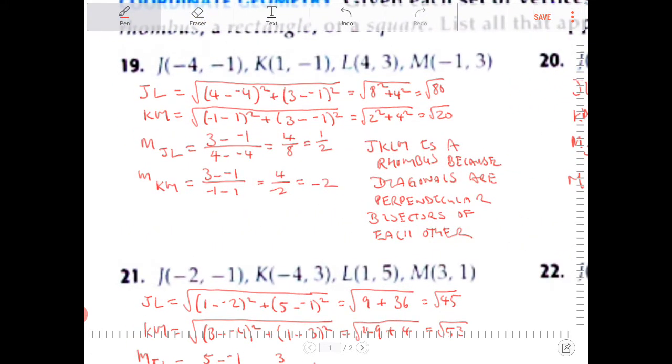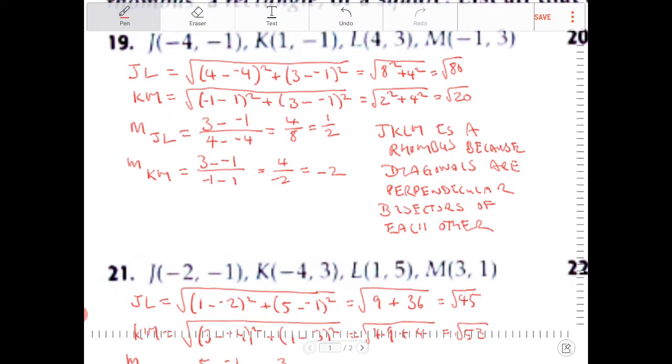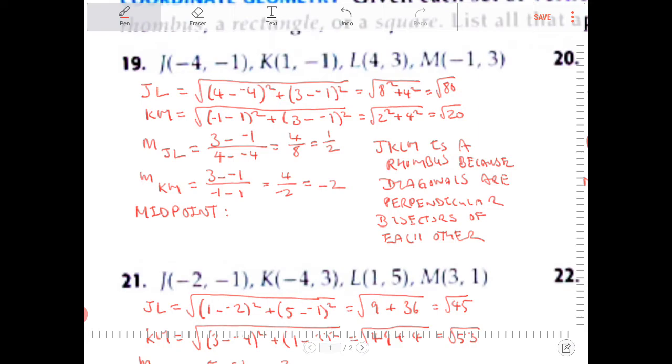Oh, I forgot one really important thing. I forgot to test whether or not the midpoints here for question 1. I'm sorry. So the midpoint is also important because the whole point of talking about whether or not it's a rhombus, we have to describe whether or not it's a bisector or not. So I have to find the midpoint of JL and midpoint of KM. I forgot that.